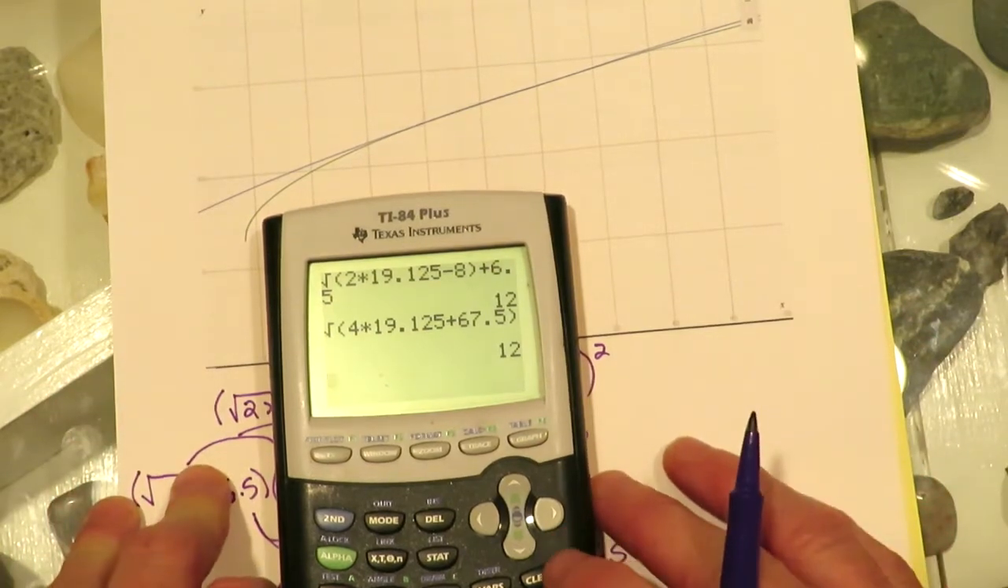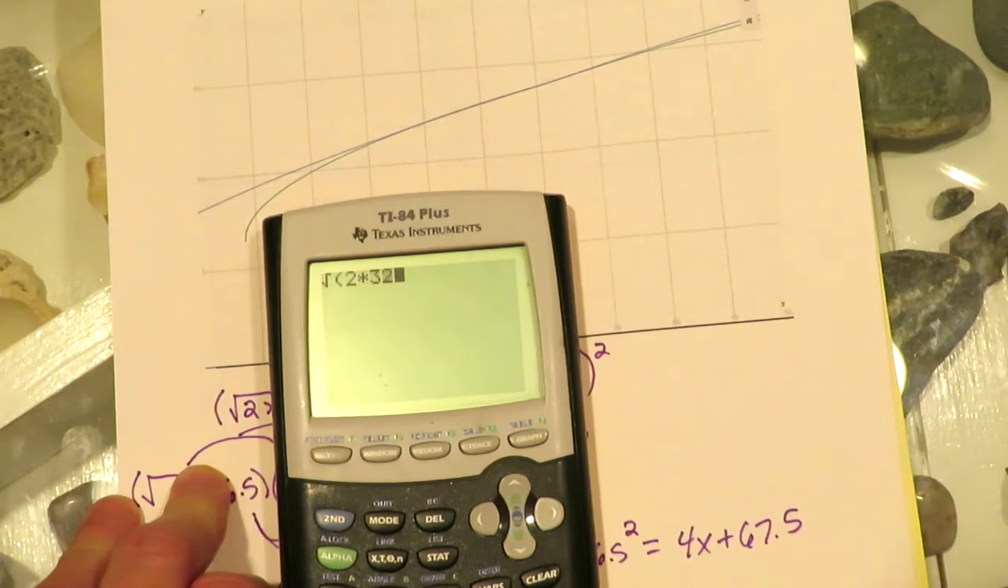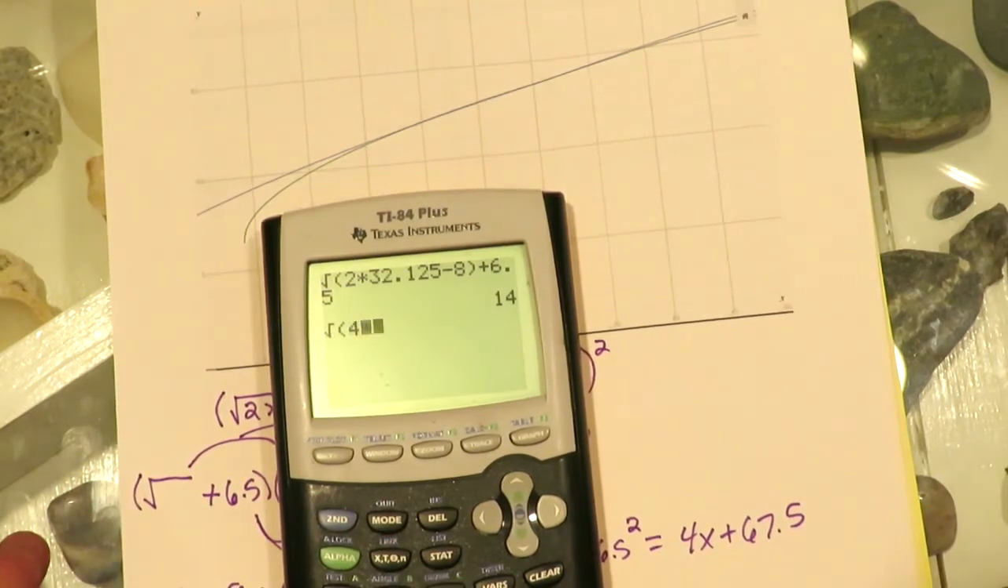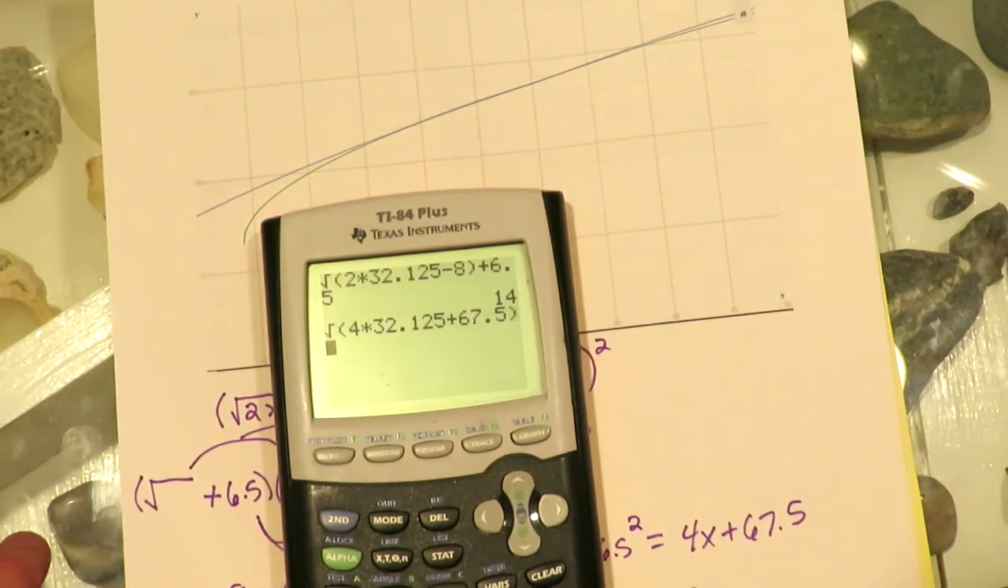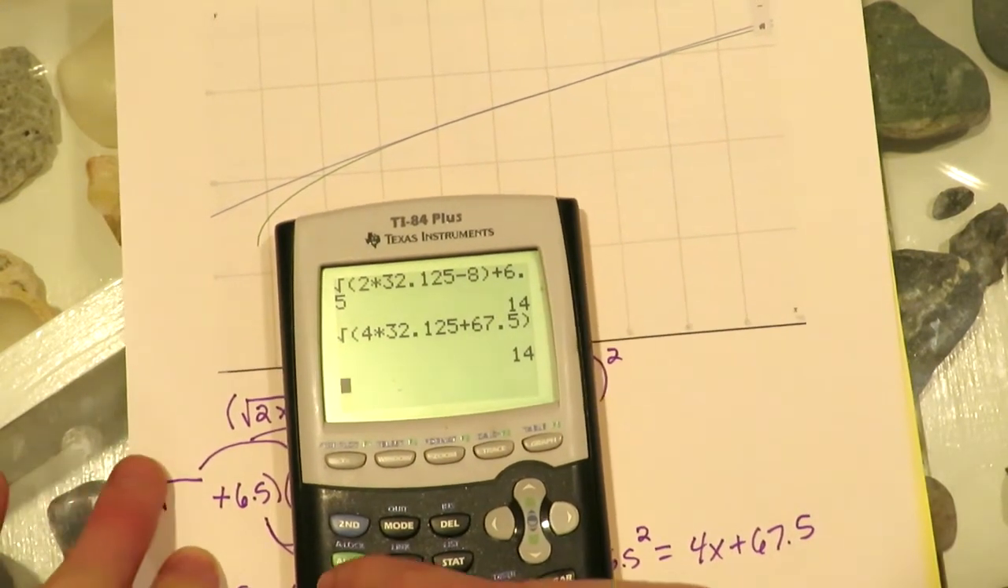All right, so then if I take the square root of 2 times 32.125 and I subtract 8 and I add 6.5, I get 14. And then the square root of 4 times 32.125 plus 67.5 also gives me 14. So this was a case where both worked. Both of the solutions were accurate.